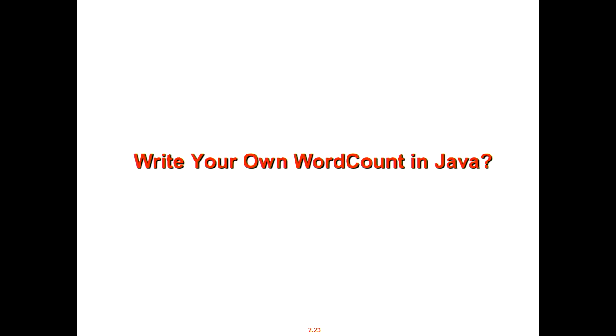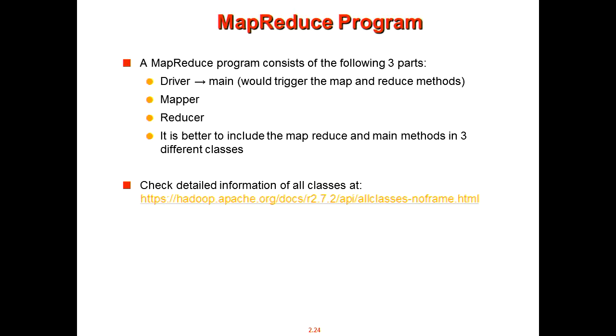So let's continue the topic on writing Java code in MapReduce. We still use word count as an example, as a Hello World project for MapReduce. I assume that you already know Java programming. A MapReduce program consists of the following three parts. First is a main function, called the driver. This is used to configure your MapReduce job and also trigger the MapReduce methods. The mapper class is used to define the map function, and the reducer class is used to define the reduce function.